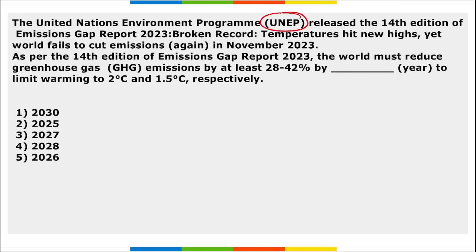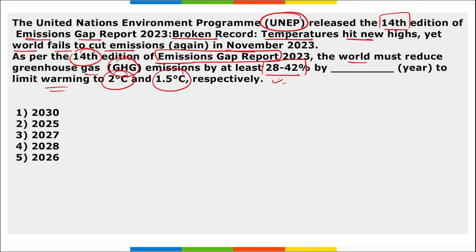Next is UNEP, United Nations Environment Program. They have released the 14th edition of the emissions gap report. Broken record temperatures hit new high, yet world fails to cut emissions again in November. As per the 14th edition of the emission gaps report, world must reduce the greenhouse gas emissions by at least 28 to 42% by dash year to limit the global warming to 2 degrees Celsius and 1.5 degrees Celsius respectively, as per the percentage cut.